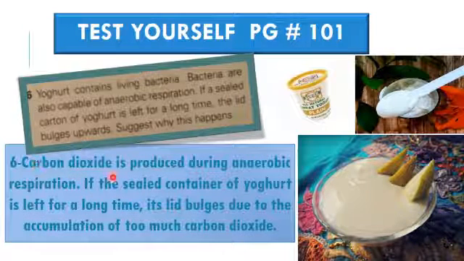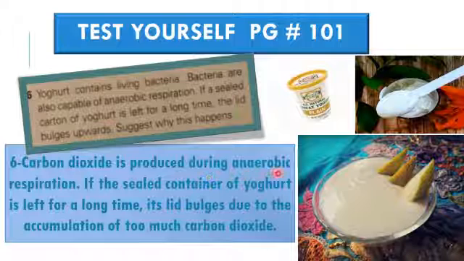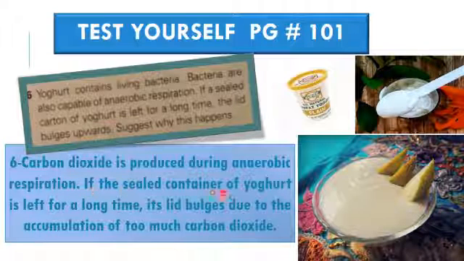Yes, the answer is carbon dioxide is produced during anaerobic respiration. So carbon dioxide, which is produced during anaerobic respiration, if the sealed container of yogurt is left for a long time, its lid will bulge due to the accumulation of too much carbon dioxide. Carbon dioxide production raises the level of the yogurt inside, and it bulges the lid upward. In an open container also the same situation can take place.